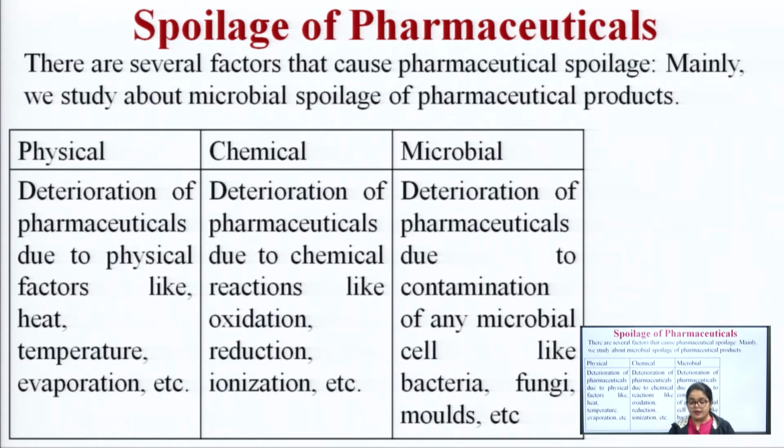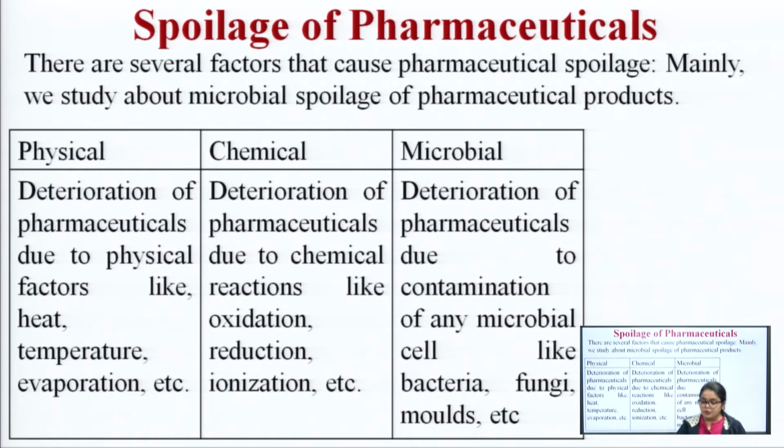So, coming to the next factor, that is the chemical factor. What does the chemical factor say? Deterioration of pharmaceuticals due to chemical reactions like oxidation, reduction or ionization. These may happen because a particular pharmaceutical preparation contains several chemical compounds, and they may start interacting with each other. Although whenever we make a pharmaceutical preparation, we study all these kinds of factors so that we make sure this does not happen, but it may happen.